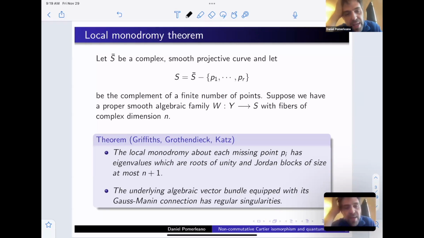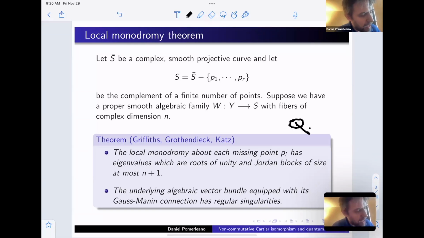curve. So if I have a proper algebraic family, I'll define smooth, then as everyone learns, all of the fibers are diffeomorphic, and so you have this Ehresmann connection. It makes sense to consider my curve, which will be an open curve, but it may be completed to a compact curve, and about every missing point that I have, I can consider the local monodromy about that point.